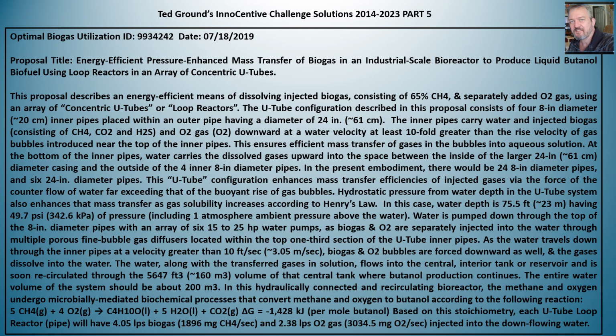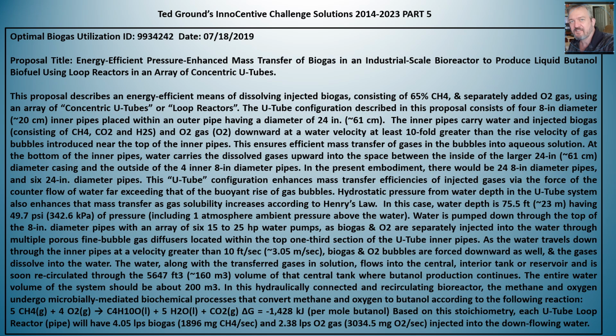This first one is optimal biogas utilization, is the challenge title, and I wrote this and submitted it on July 18th of 2019. So we're getting into the years 2019 through 2020 in this slide deck. We're moving right along. The proposal title is Energy Efficient Pressure Enhanced Mass Transfer of Biogas in an industrial scale bioreactor to produce liquid butanol biofuel using loop reactors in an array of concentric U-tubes.